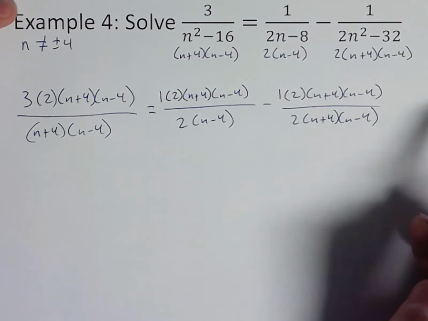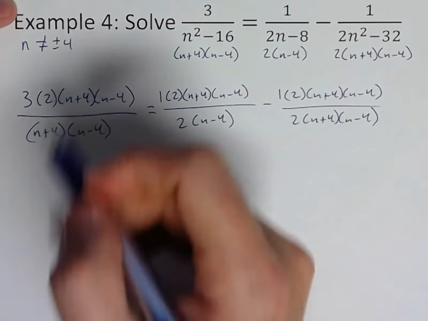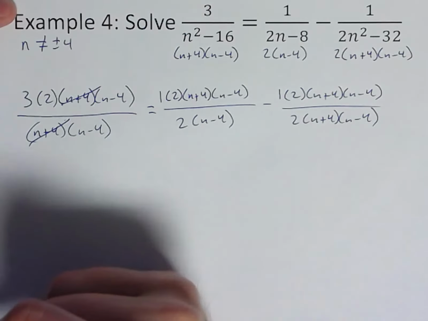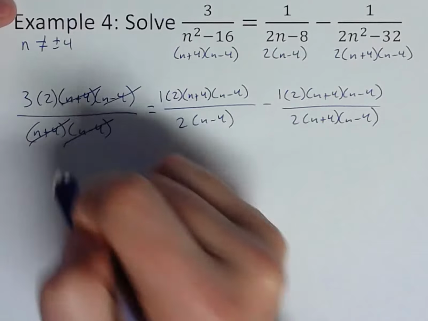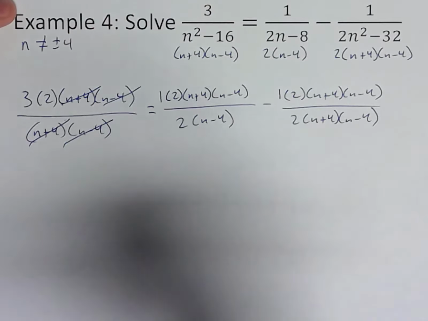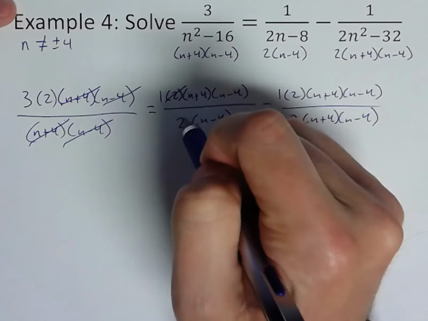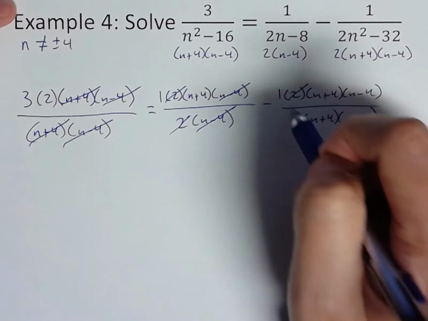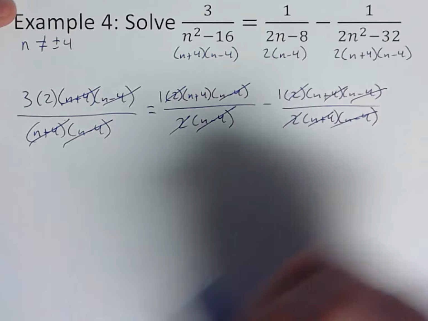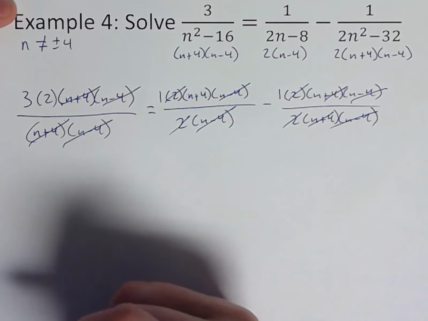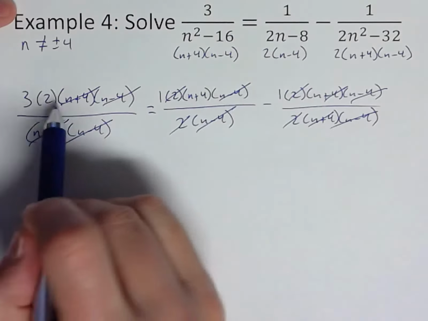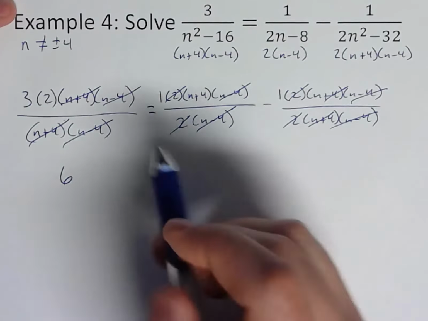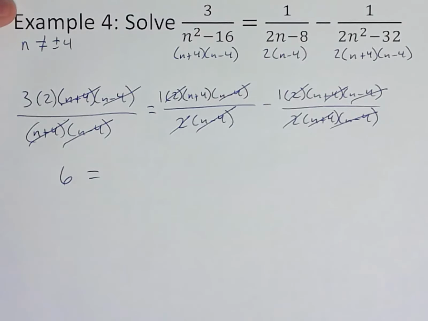Multiplied that common denominator through. Now let's cancel stuff out, see where we're at. n plus 4 cancels n plus 4. n minus 4 cancels n minus 4. Again, they're just dividing out there. 2 cancels 2, n minus 4, n minus 4. That all cancels. Wow, a lot of stuff canceled out. Let's see where we're at. 3 times 2, 6. Well, look how simple that is.